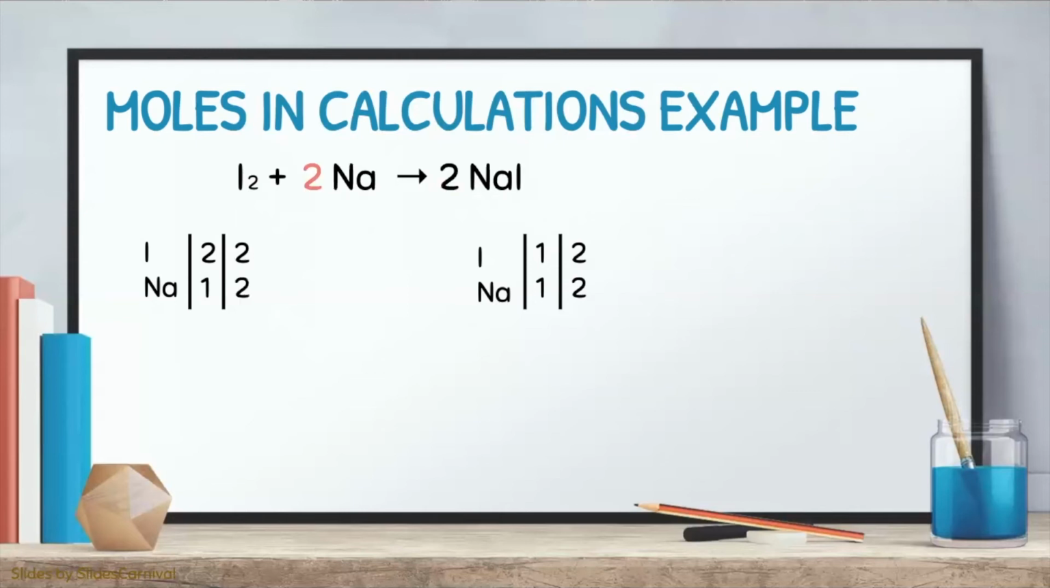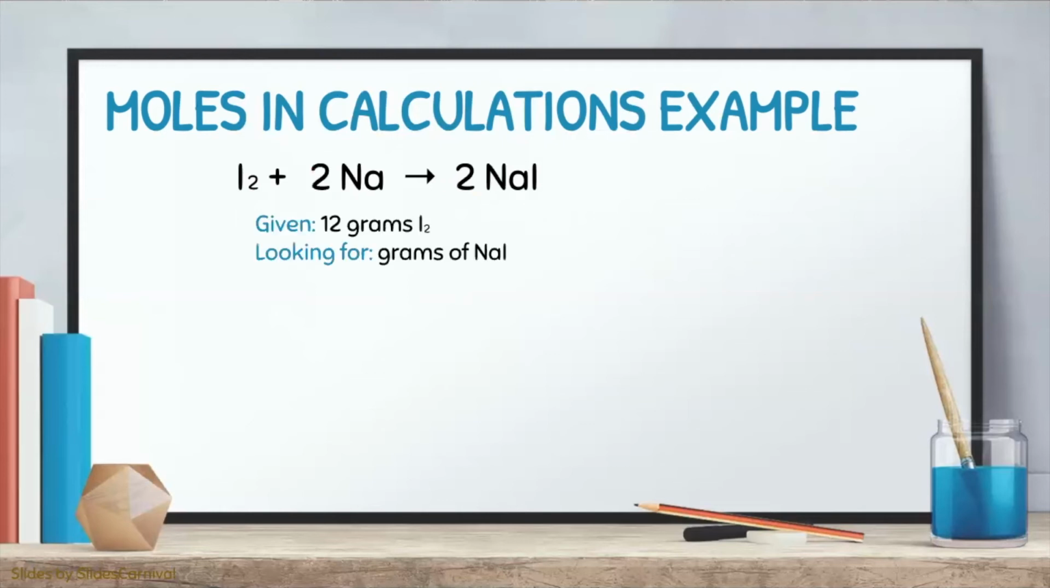But then it's actually a simple fix, since all we need to do is put a coefficient of 2 in front of the sodium on the reactant side. Now it's all balanced. Now that the equation is balanced, we can use it in the problem. So we're given 12 grams of I2, and we need to find grams of NaI.